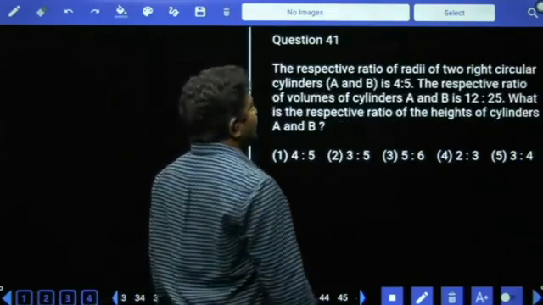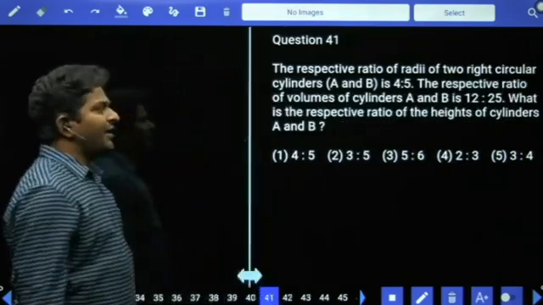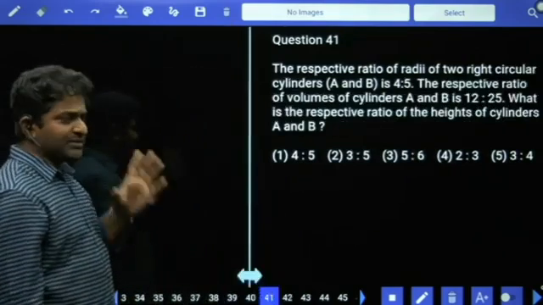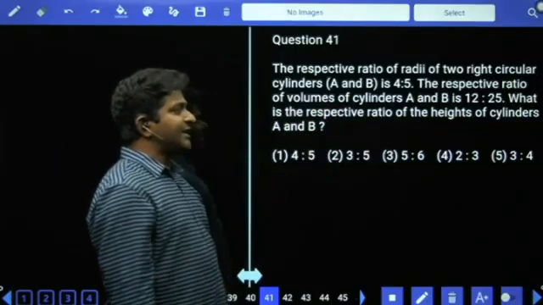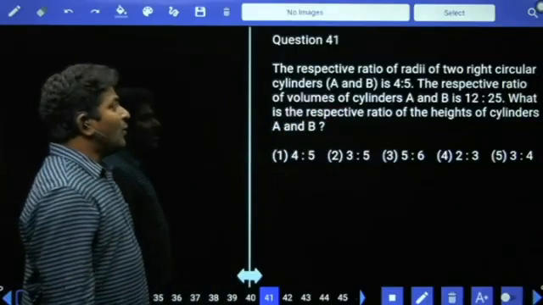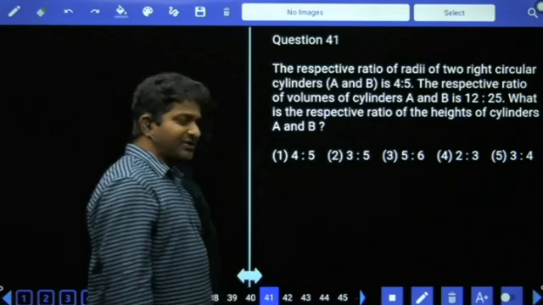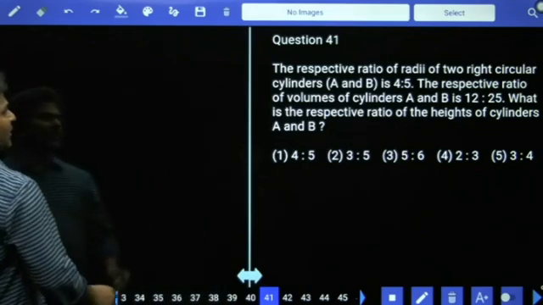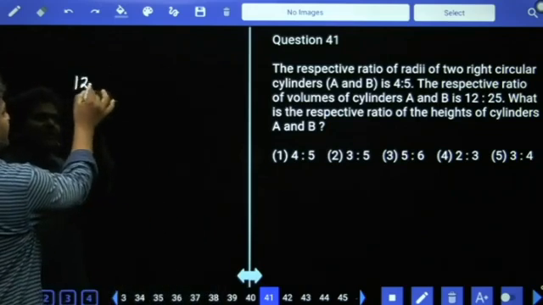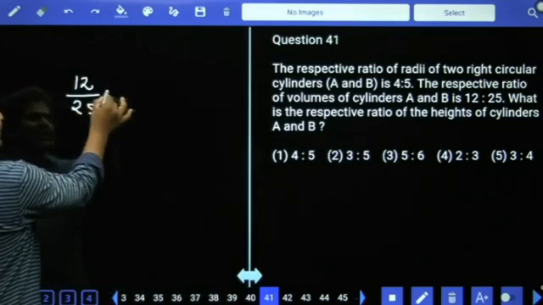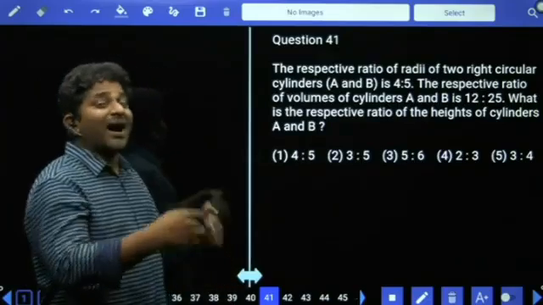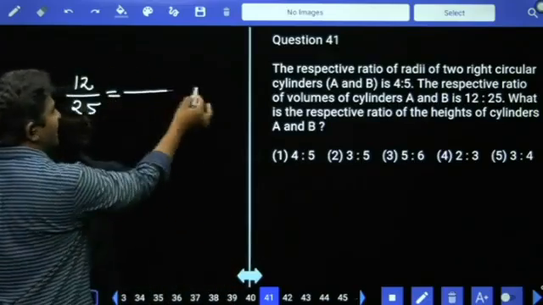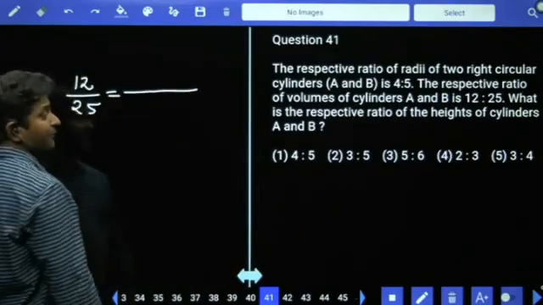Now 48. The respective ratio of radii of two right circular cylinders is 4:5. And the respective ratio of volumes of cylinders A and B is 12:25. What is the respective ratio of heights of cylinders A and B? So here the volume ratio is mentioned as 12/25. Here the volume of the cylinder is pi r square h. Pi gets cancelled, so we don't have to worry about it.